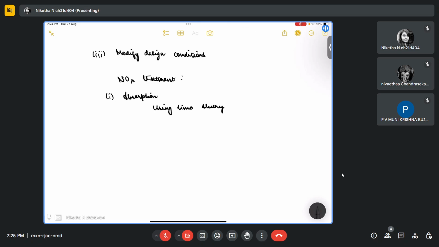So lime slurry generally means calcium hydroxide. So this slurry will capture the NOx. It will react with the NOx, and it will produce carbon dioxide and maybe some precipitate. Sorry, nitric acid and some precipitate in the form of calcium carbonate. So this can be done, and then adsorption.